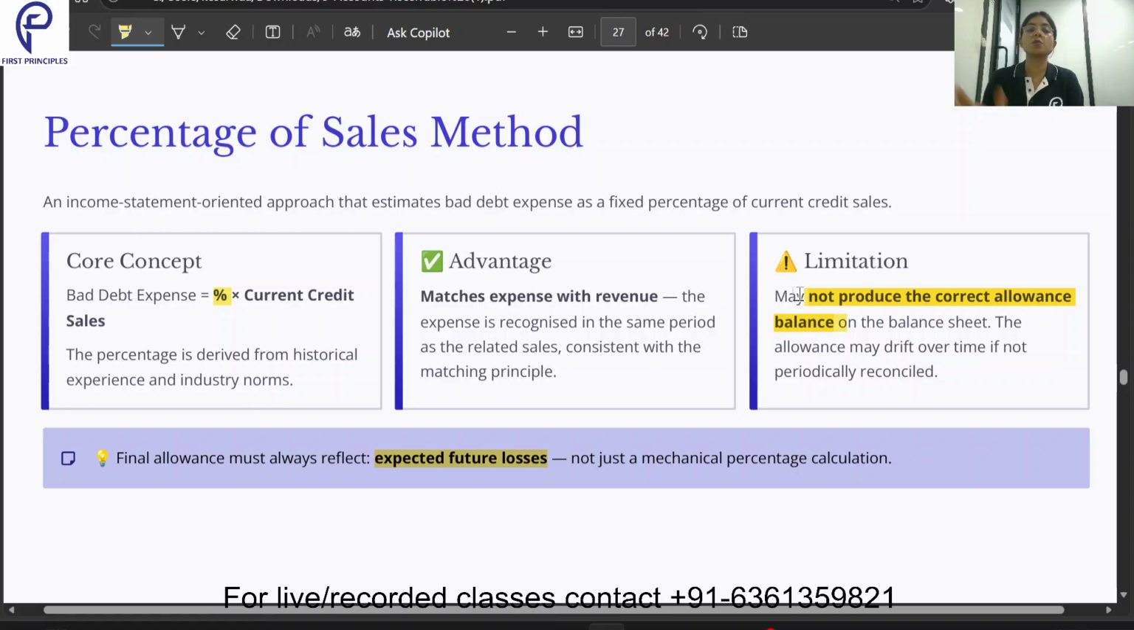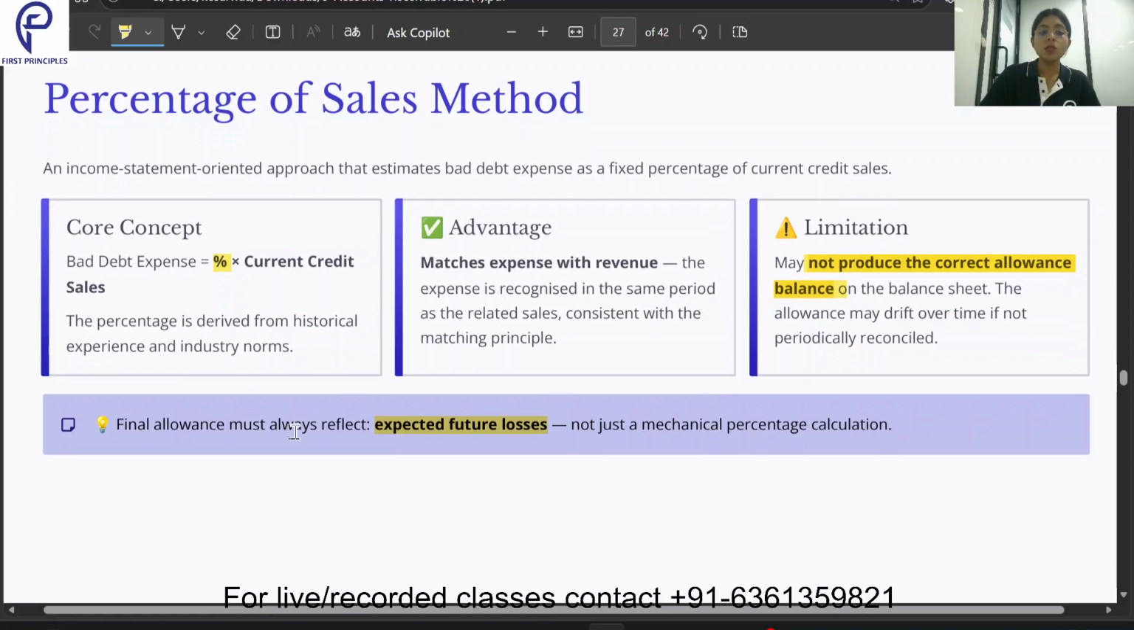Now in this case, it may not produce the correct allowance balance account on the balance sheet. Why? Because we are just basing our judgment on the historical data or the industry's norms. So the ending allowance must always reflect the expected future loss, not just a mechanical percentage calculation. That means we should not blindly rely on the industry norms and the historical data. We should always have a look at the customer's portfolio also, and use our judgment in order to ensure what my bad debt expense should be.